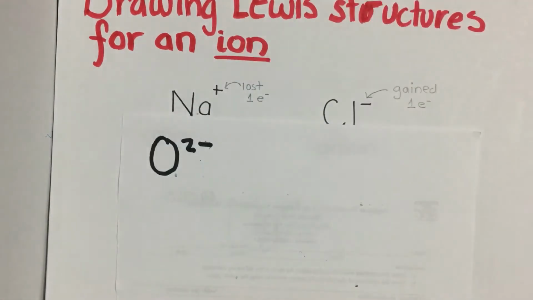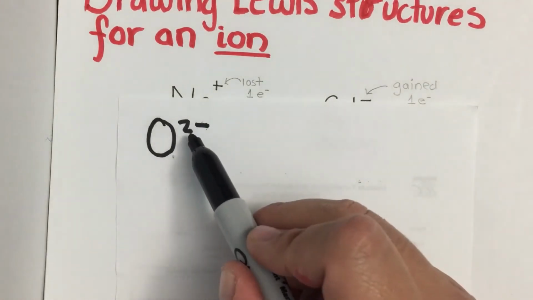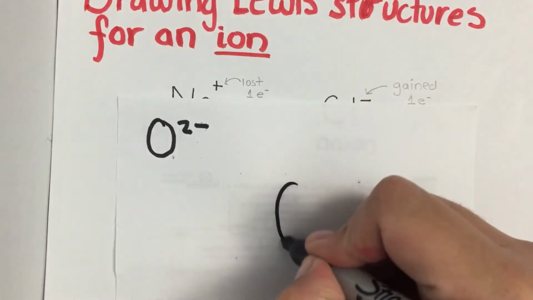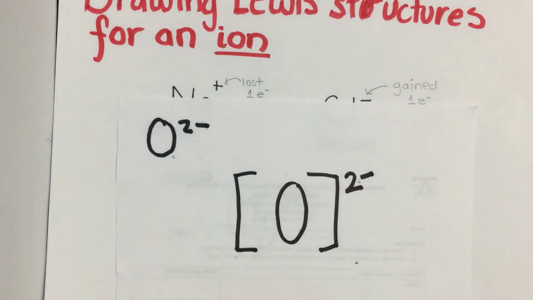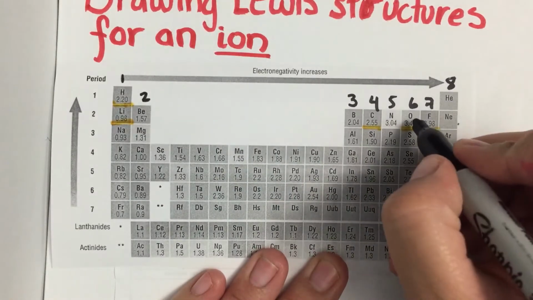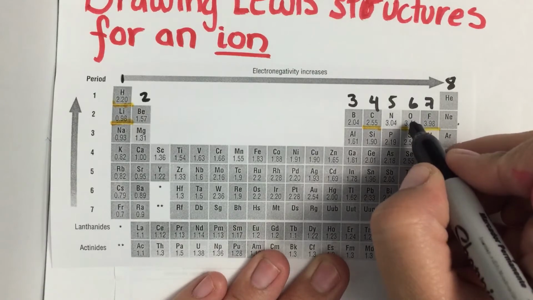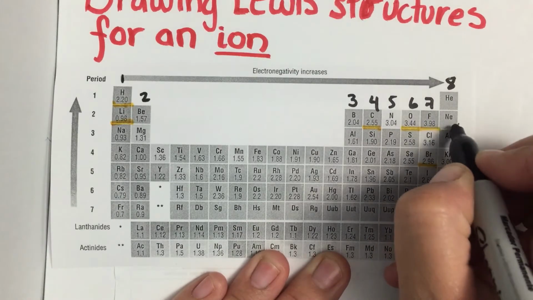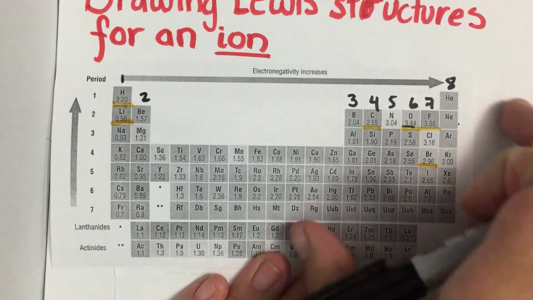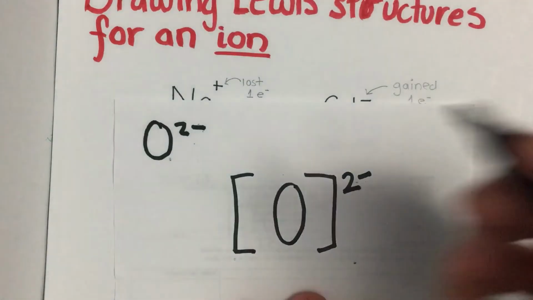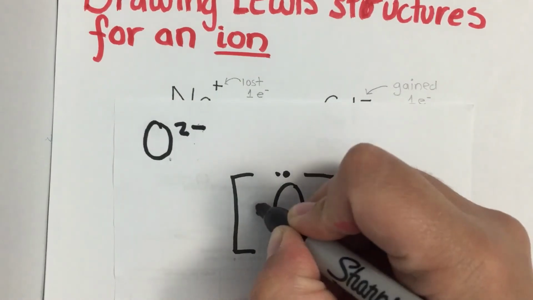Our last example, oxygen. So oxygen gained 2 electrons. So for oxygen, we'll draw the braces, 2 electrons extra. If it was in group 6, it used to have 6 electrons. If it gains 2, it now has 8 electrons in total. So if oxygen gains 2, 1, 2, now it has 8 valence electrons. So you draw again 8 valence electrons.